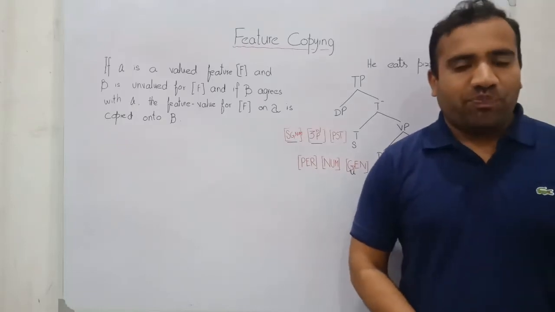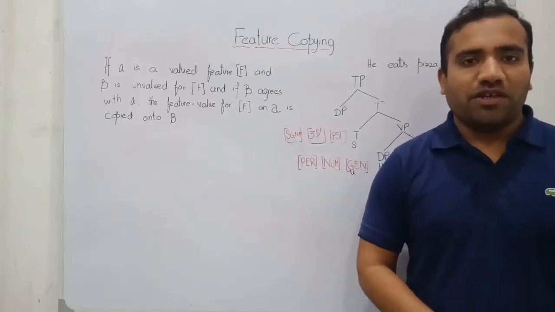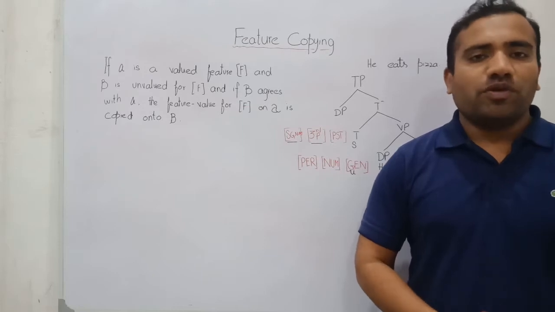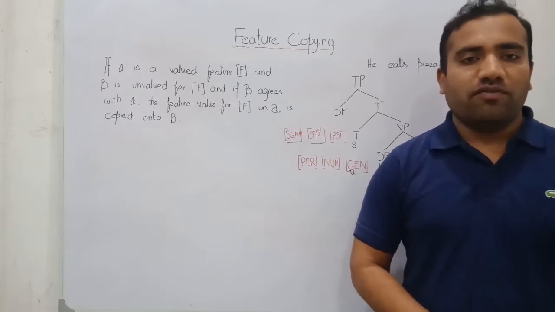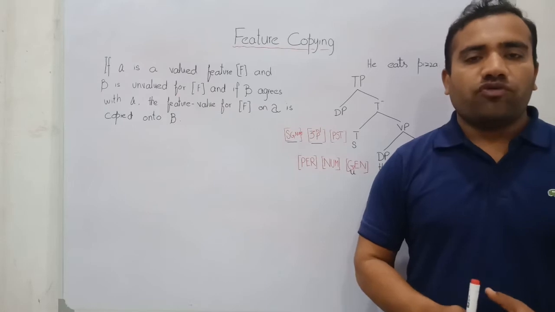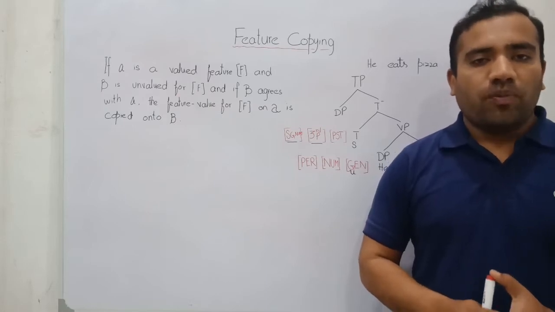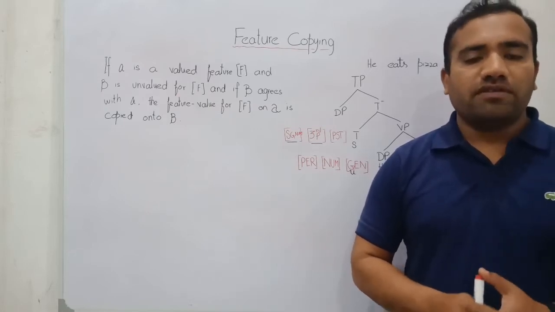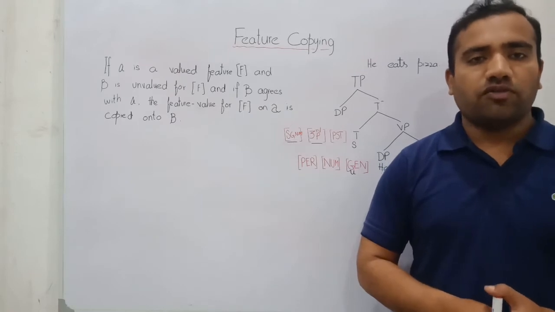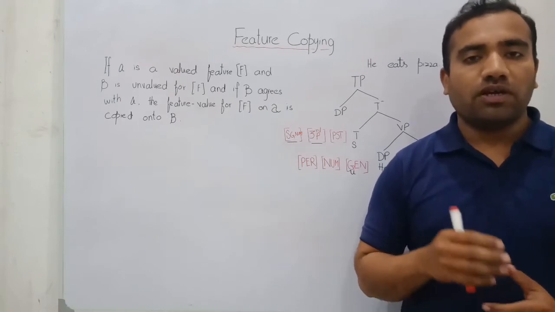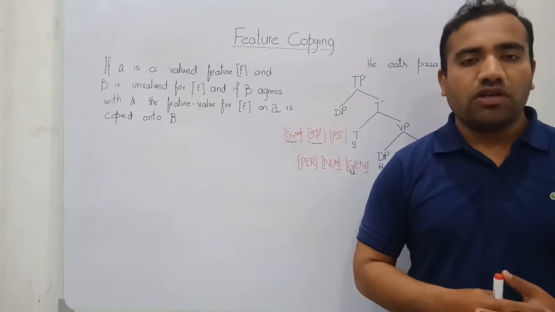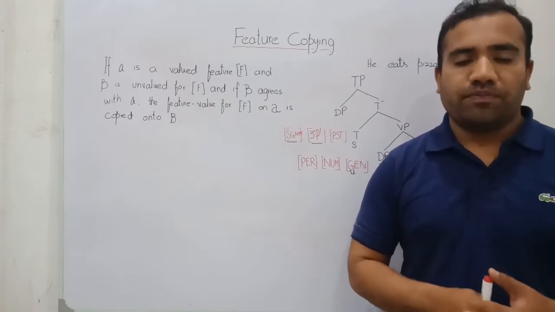Bismillahirrahmanirrahim. Assalamu alaikum. As you know, we are discussing the next module, that is the agreement, and we are discussing the process involved within the operation agreement. We have discussed one type of operation, that is the feature evaluation, and now we are moving toward the next operation, that is called feature copying.